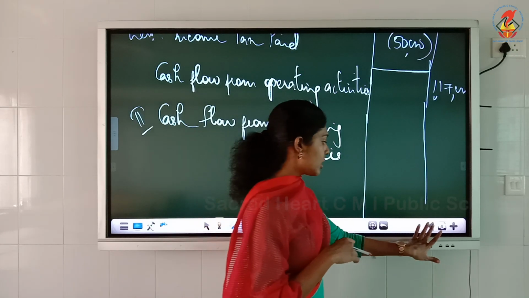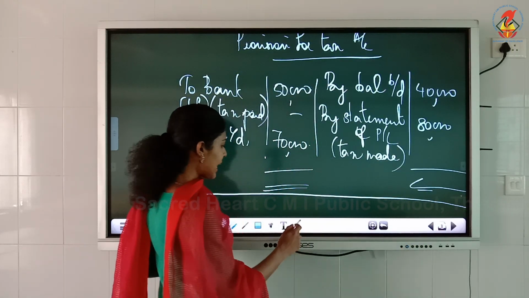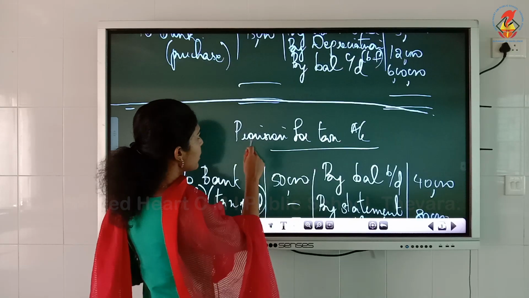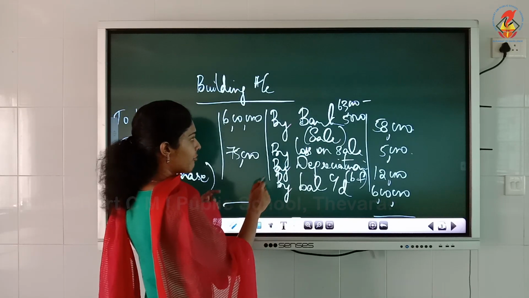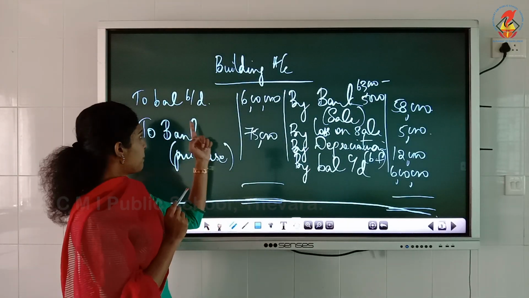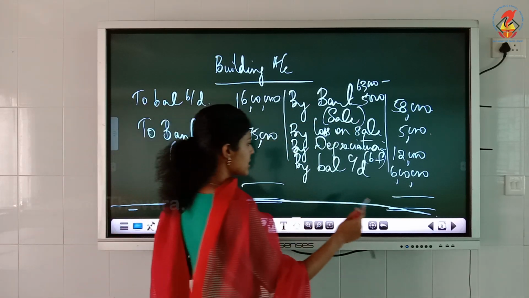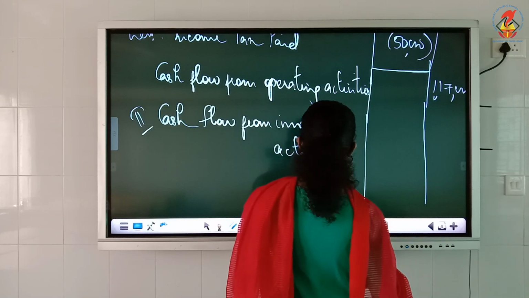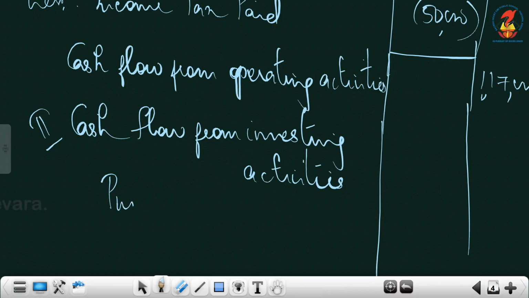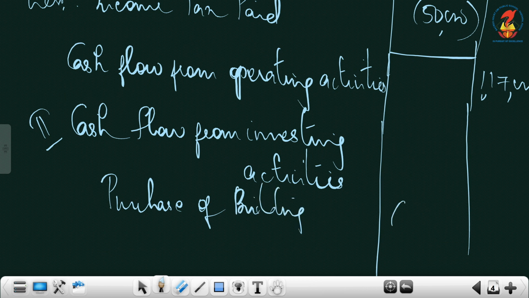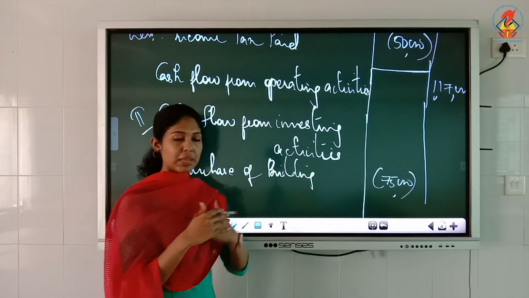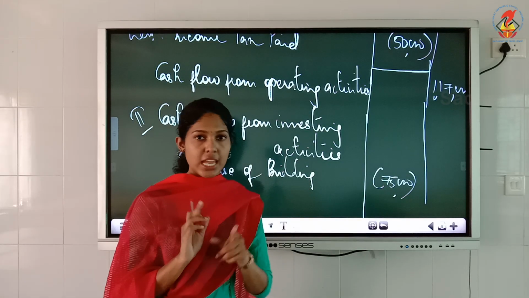For building, what should we do? Since we have prepared ledger accounts, you should look into your ledger account, and from this what should we take? The purchase and the sale value you have to take. Purchase is 75, so we will write purchase of building 75,000, and we will write it as negative, because when you purchase a building, what is moving out? The cash is moving out.